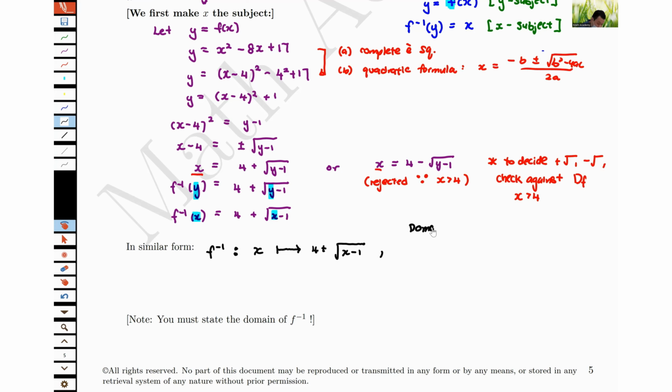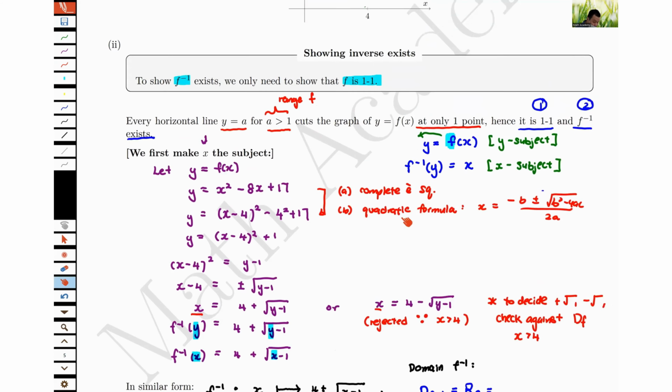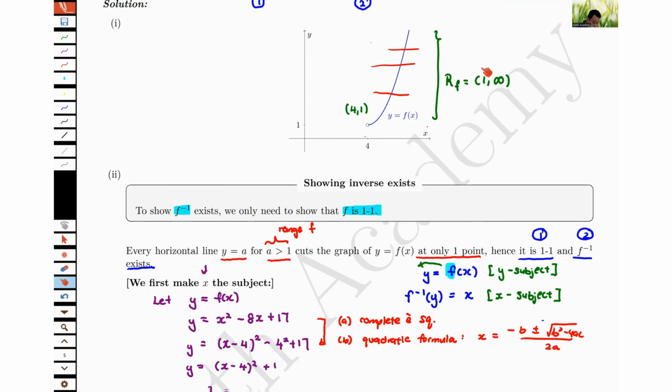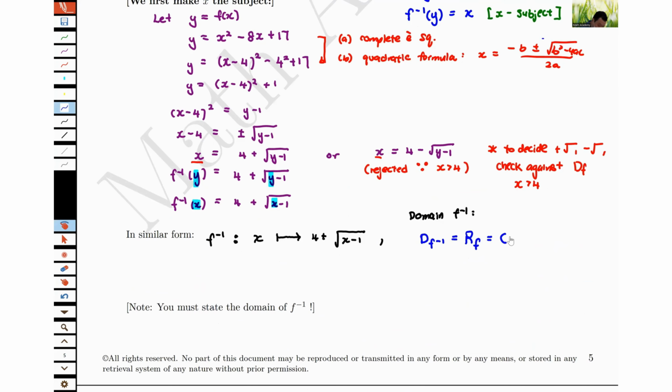But we need to state the domain of f inverse on the right hand side. So this is where we apply the property on that previous page. If I want to write the domain of f inverse, this is equal to the range of f. Use the property that we talked about on the previous page. So what's range f again? Range f is 1 to infinity from the graph. So we fill in here 1 to infinity.